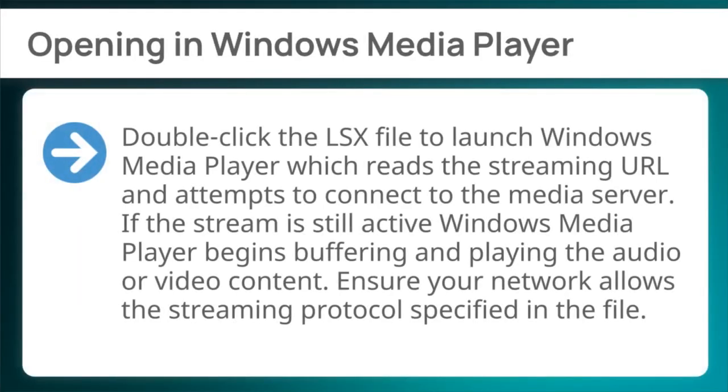Double-click the LSX file to launch Windows Media Player, which reads the streaming URL and attempts to connect to the media server. If the stream is still active, Windows Media Player begins buffering and playing the audio or video content. Ensure your network allows the streaming protocol specified in the file.